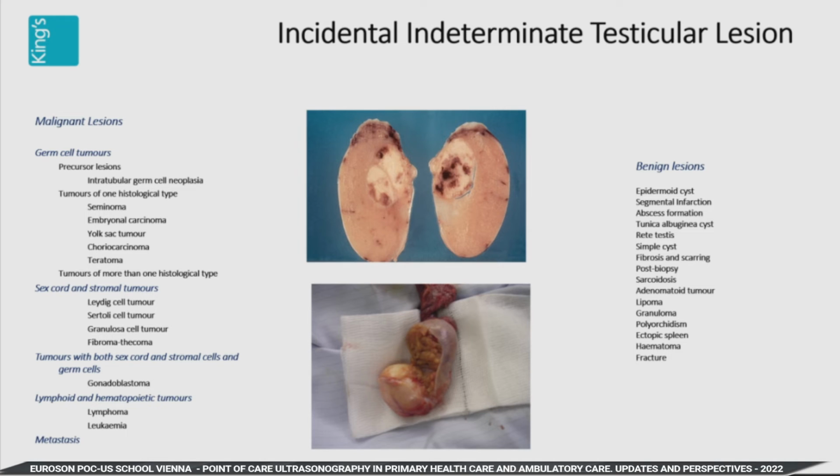So the main malignant lesion is the germ cell tumor, and this may be the seminoma, which may be pure, or you may have a mixed germ cell tumor. But you can also get tumors arising from the sex cord and the stroma, which are the Leydig cell and Sertoli cell tumors. And not all Leydig cell tumors are malignant. In fact, 90% of hyperplasia are not. Rarer tumors include leukemia and lymphoma, but these are very rare. But you've got a whole bunch of benign lesions that may mimic the malignancy that you see in the testes, ranging from the epidermoid cyst to post-trauma, post-biopsy, simple cysts, or even an abscess formation.